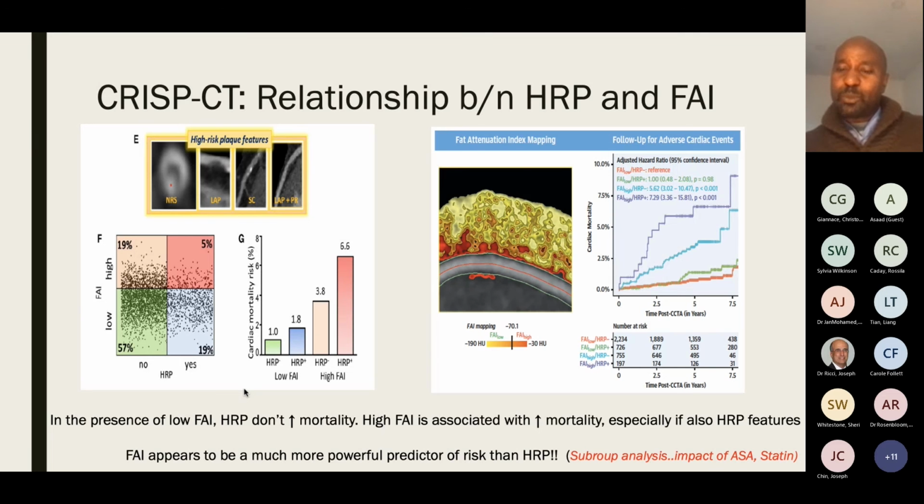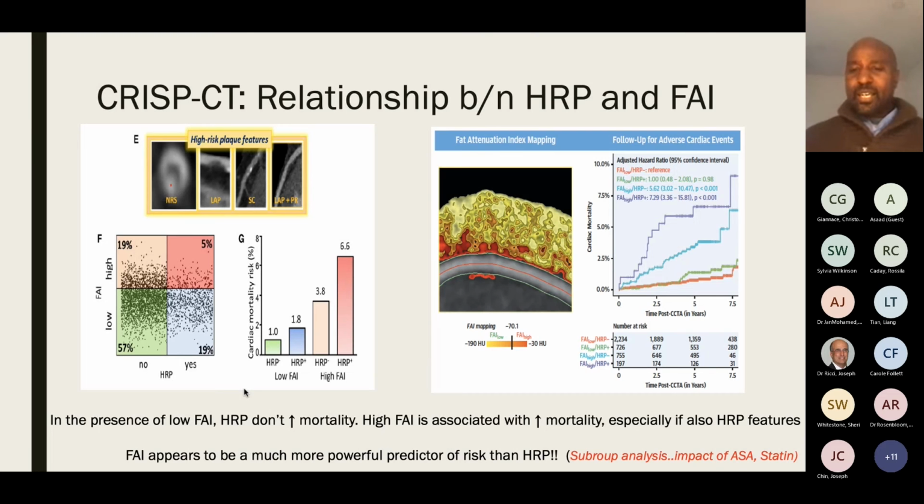Your blue line was people who had high FAI and no high-risk plaque, and there's a significant jump up where now you're seeing a marked increase in your hazard ratio for mortality. And then the highest risk cohort was, of course, people who had both high FAI and high-risk plaque features. So it seemed that the degree of inflammation very much influenced whether high-risk plaque features were going to be predictive of mortality. That actually dovetails nicely with previous findings showing that high-risk plaque, even though they were specific, weren't necessarily sensitive. So it seems that the more powerful predictor of events is what the inflammatory milieu is like at the vessel level.